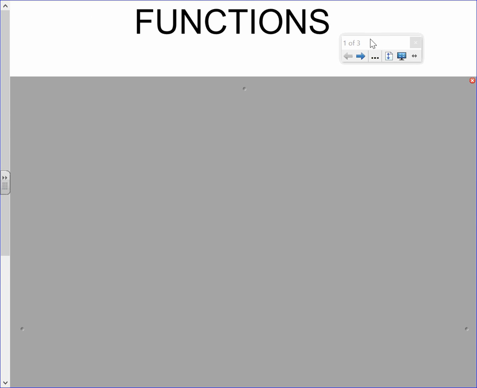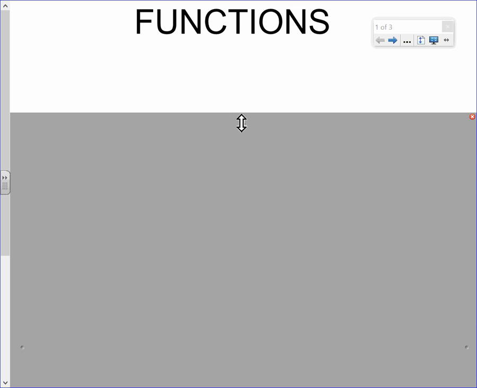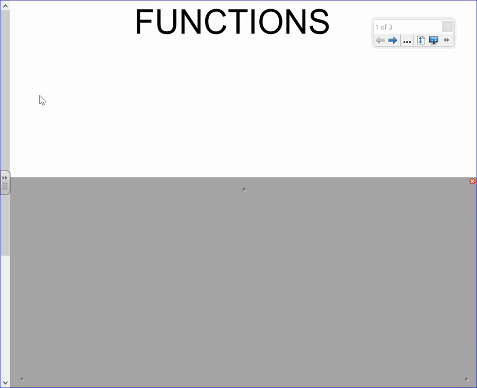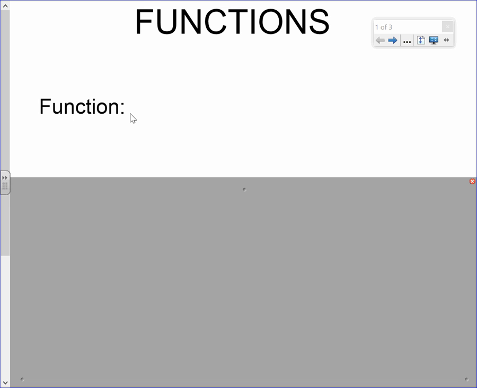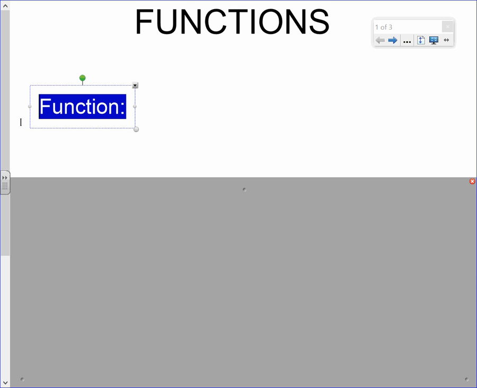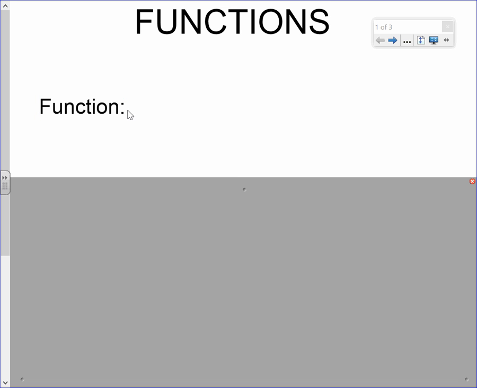So let's define a function. Okay, so go and write the word function. Let's underline this puppy. Thought I could underline it.